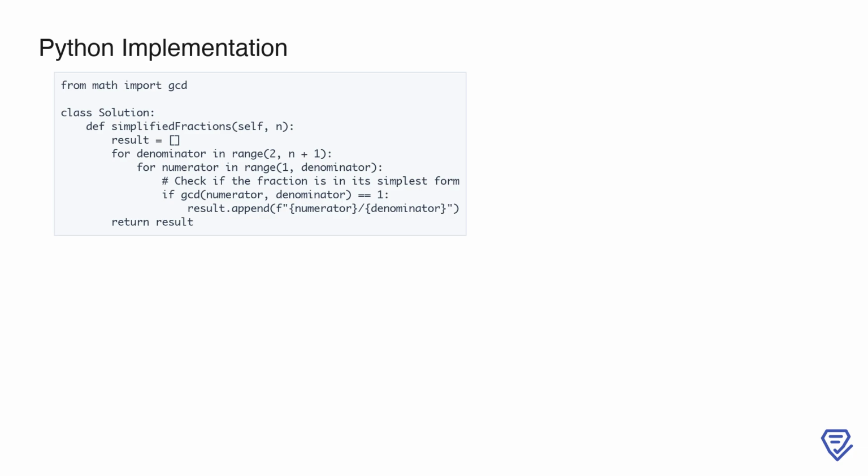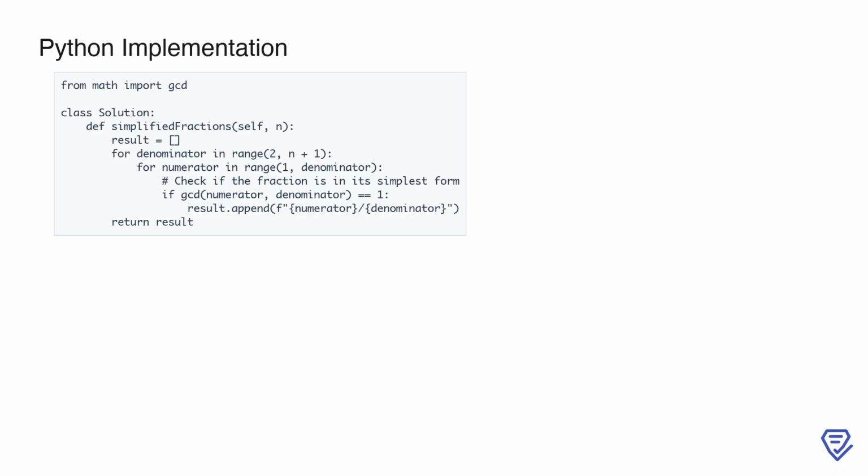5. Inside the inner loop, the GCD function is used to check if the greatest common divisor of the numerator and denominator is 1. If so, the fraction is in its simplest form and is added to the result list as a string in the format numerator/denominator. 6. After all iterations are complete, the result list containing all simplified fractions is returned. This approach efficiently generates all simplified fractions by leveraging the mathematical property of the greatest common divisor, ensuring that only irreducible fractions are included. The algorithm has a time complexity of approximately n² log n, where the log n factor comes from the GCD computation for each fraction.